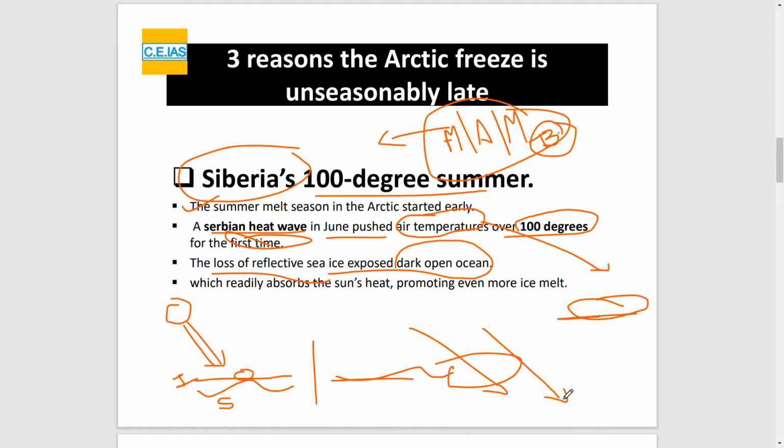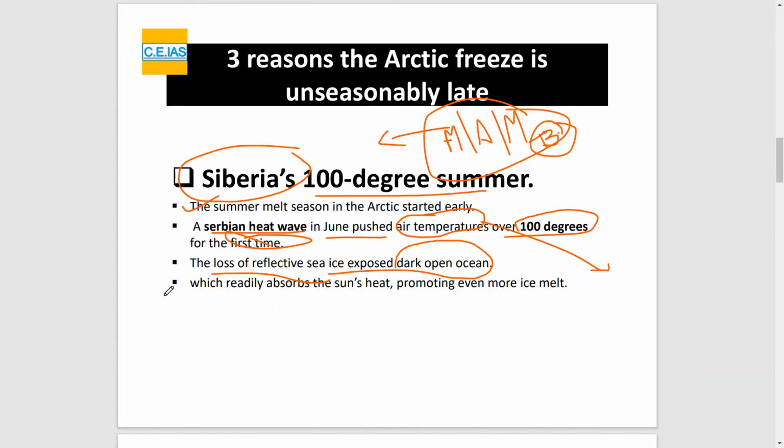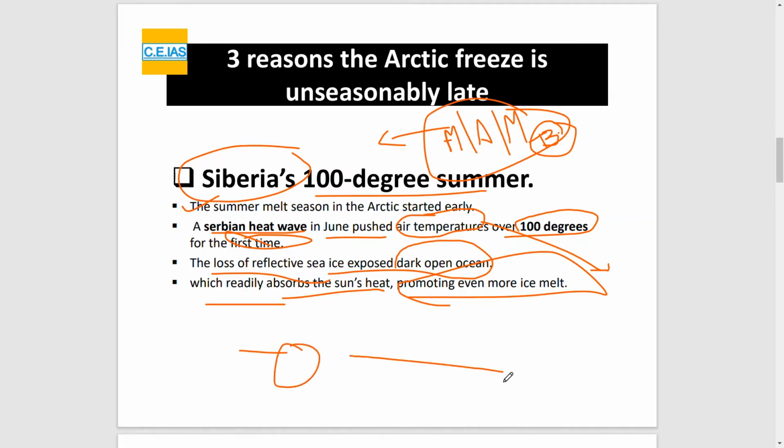The loss of reflective sea ice exposed dark ocean, which means the ice is removed from the ocean and light can go deep inside the ocean. And the other thing is, dark water readily absorbs the sun's heat and promotes even more ice melting. Like if you can see that if ice absorbs more heat, then it can lead towards more ice melting. Okay, so let's move to the other reason.